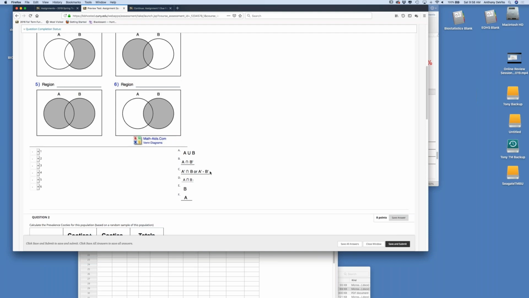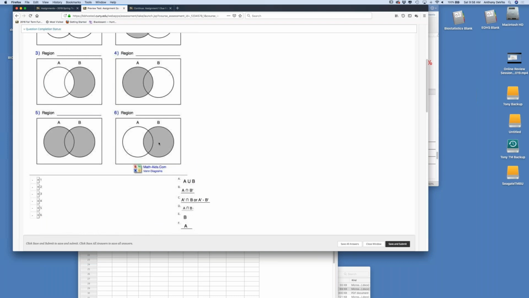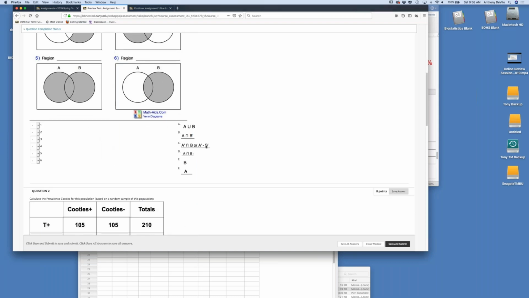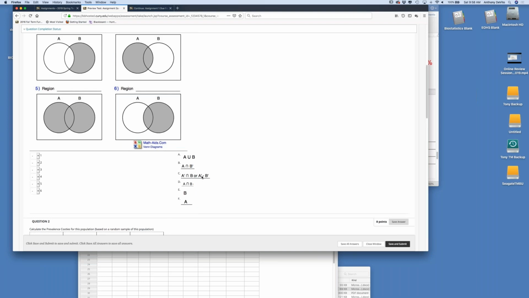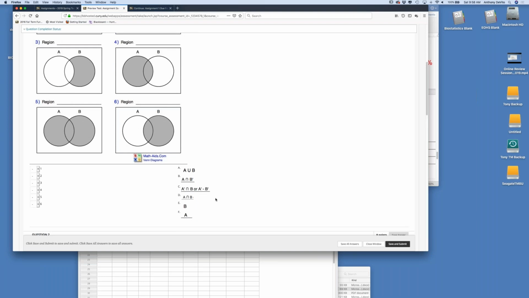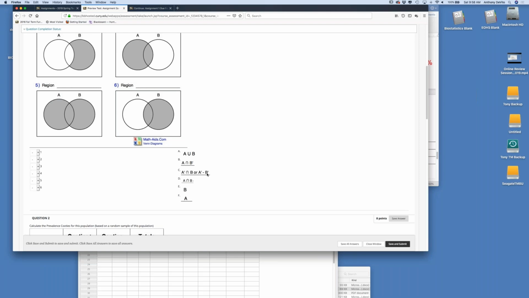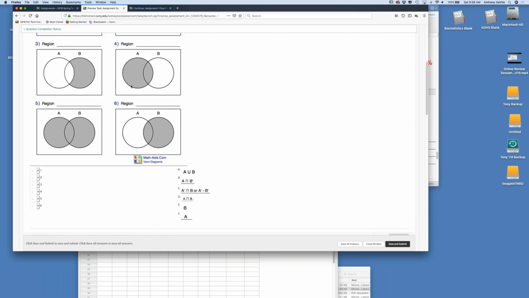Well, what's not A? Not A would just be B. And not B would just be, well, actually, oh, I'm sorry. Excuse me. Not A would be B, but not including the people that are A, right? That would be this. Not B would be A, excluding the people that are B, right? So that would be this as well.